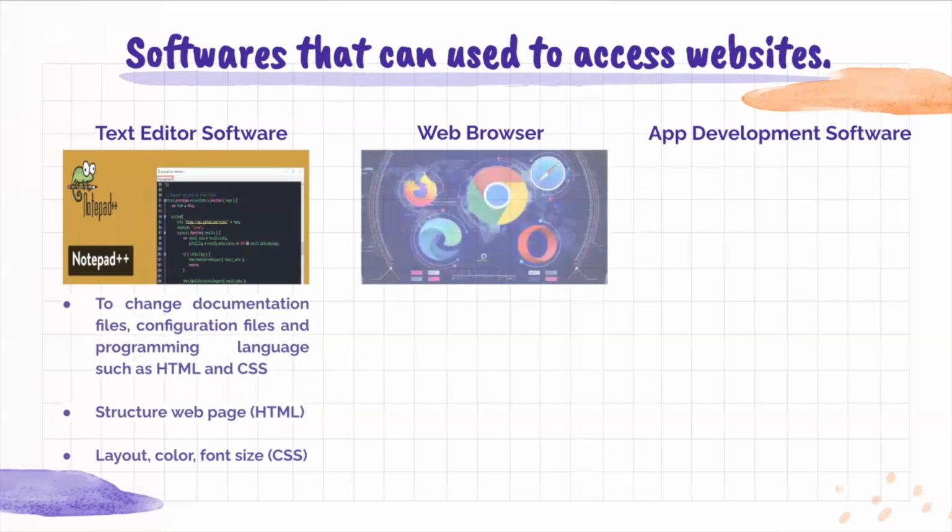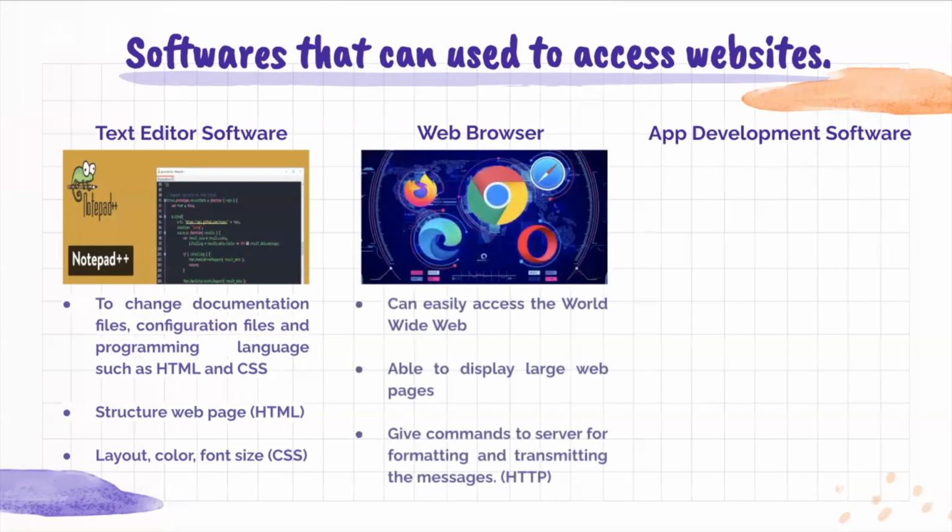Next, web browser can easily access the World Wide Web, which is an internet server system that provides specially formatted documents. It's also able to display large web pages in part due to an underlying web protocol which is called Hypertext Transfer Protocol, HTTP. HTTP gives commands for what action the web browser and servers do, such as formatting and transmitting the message.